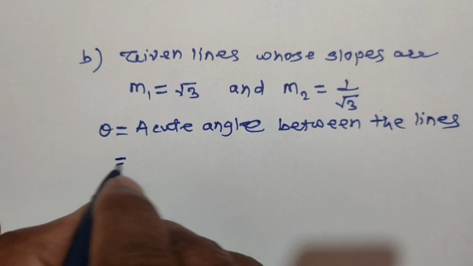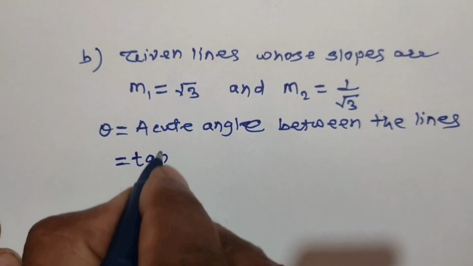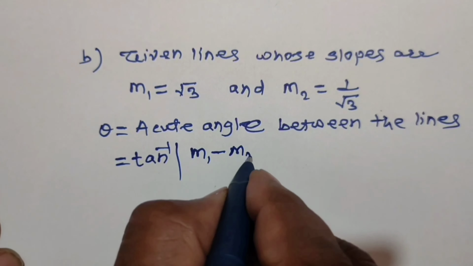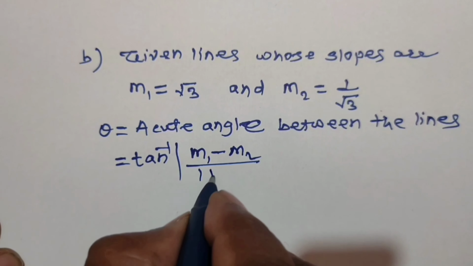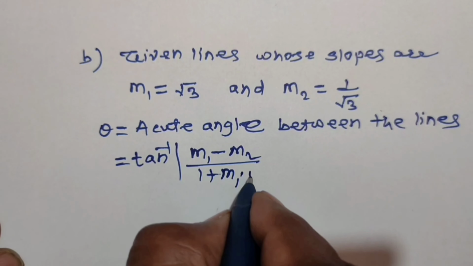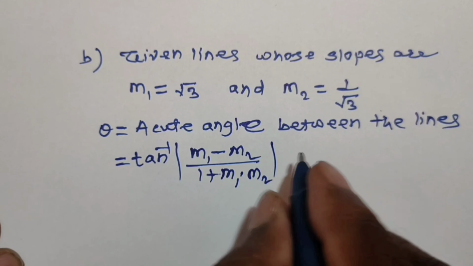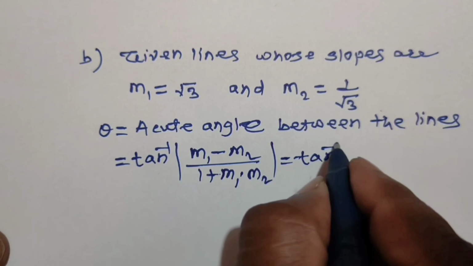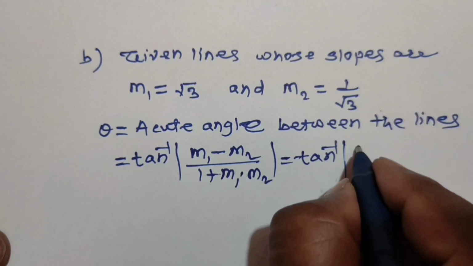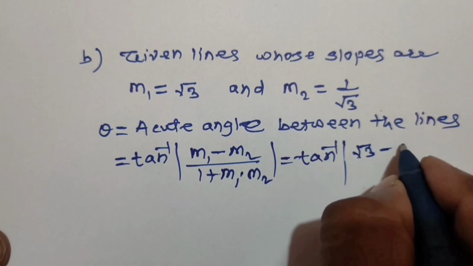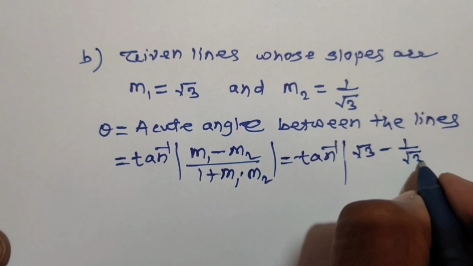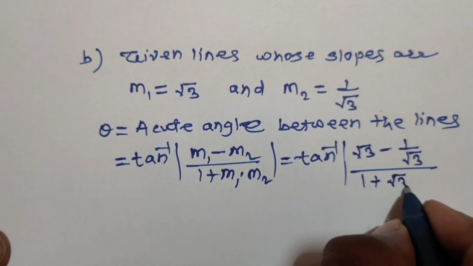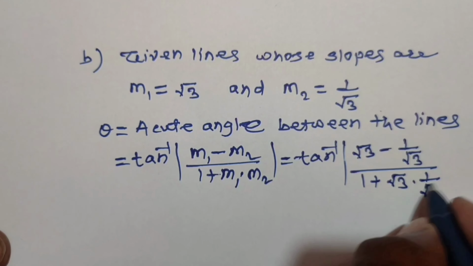formula tan inverse modulus of (m1 minus m2) divided by (1 plus m1 into m2). And we know m1 is root 3 and m2 is 1 upon root 3. Substitute these values. Hence, which is equal to tan inverse of (root 3 minus 1 upon root 3) divided by (1 plus root 3 into 1 upon root 3).